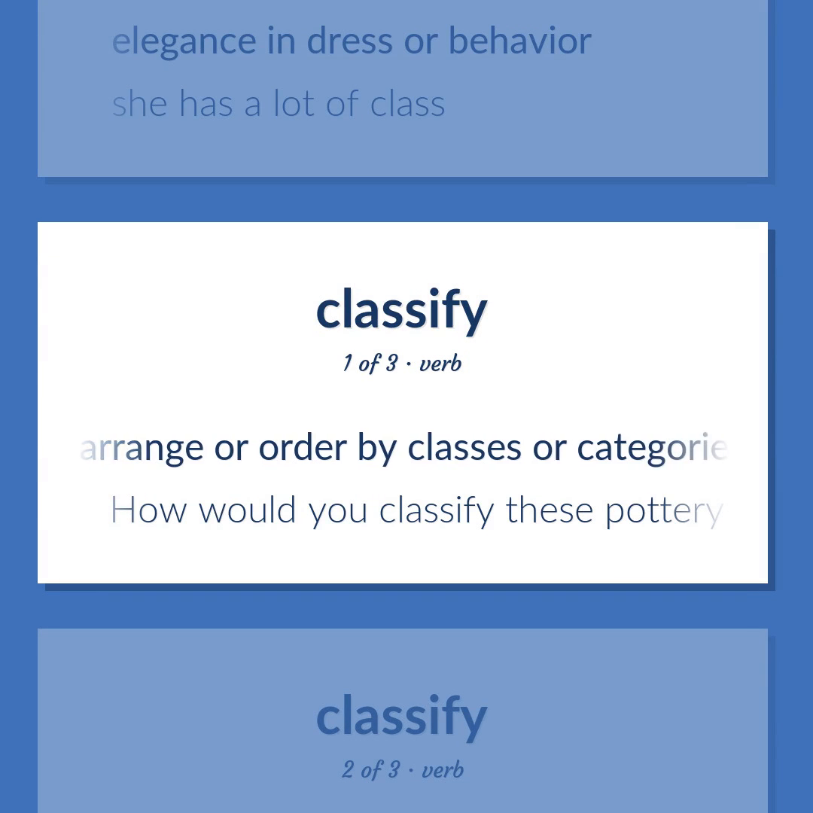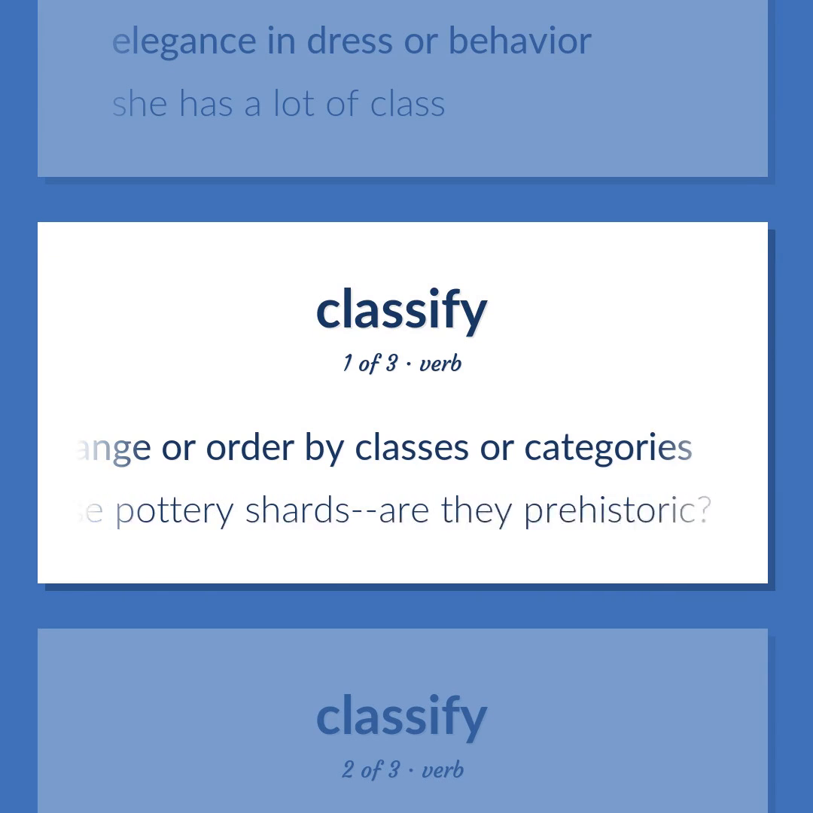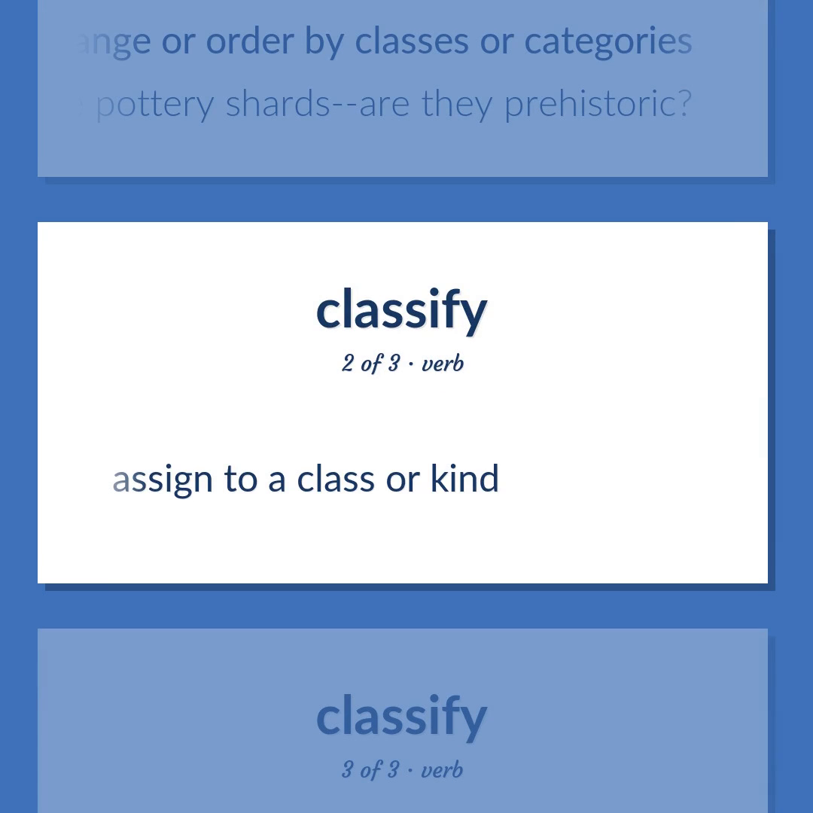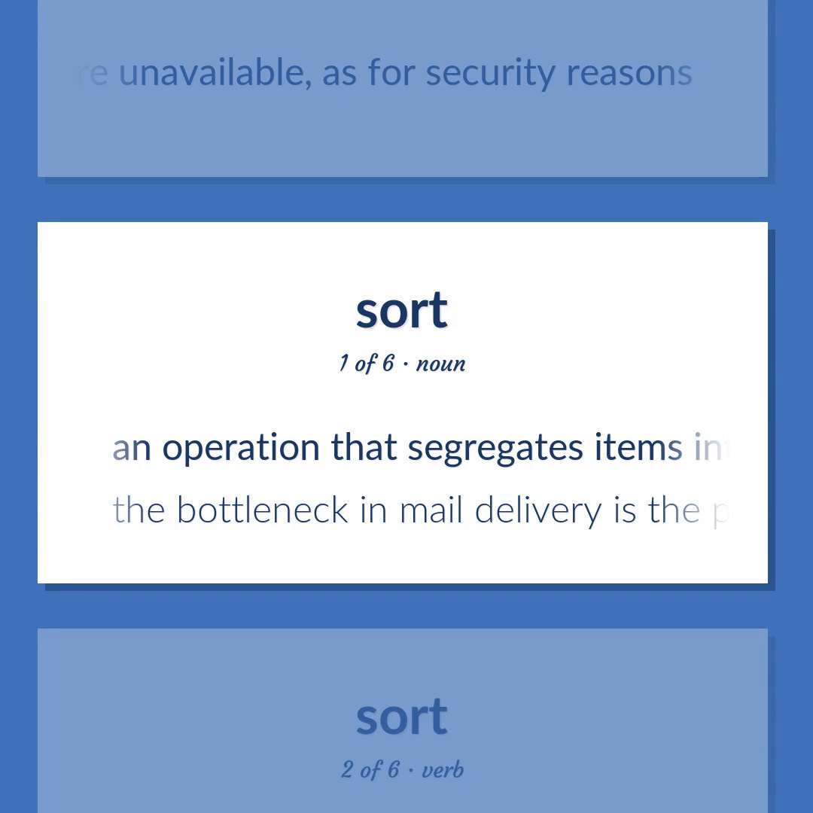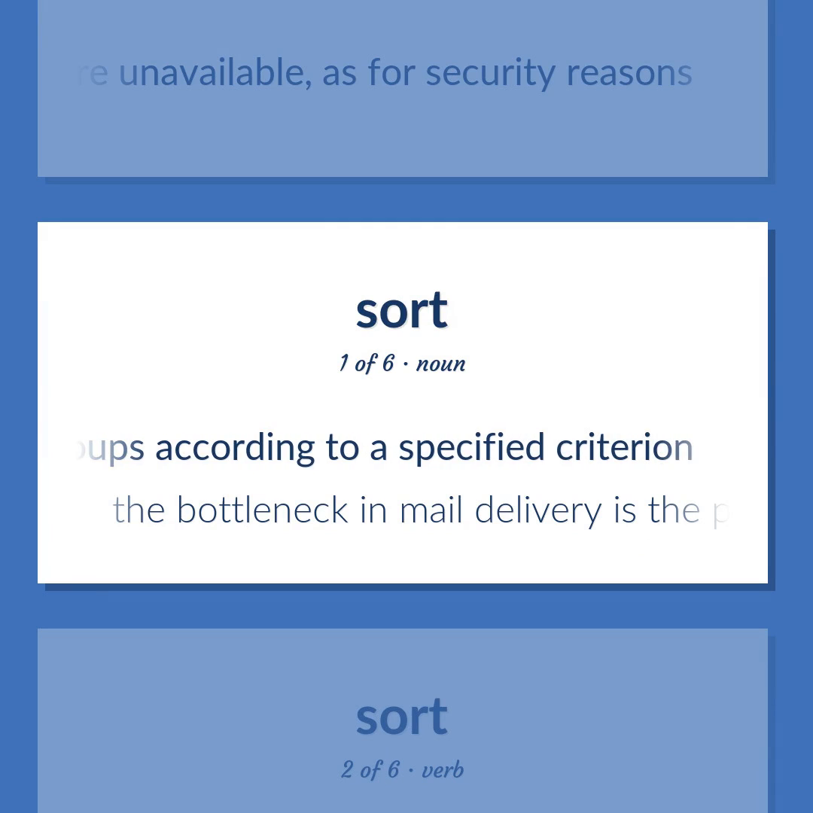Arrange or order by classes or categories. How would you classify these pottery shards? Are they prehistoric? Assigned to a class or kind. Declare unavailable, as for security reasons. An operation that segregates items into groups according to a specified criterion. The bottleneck in mail delivery is the process of sorting.